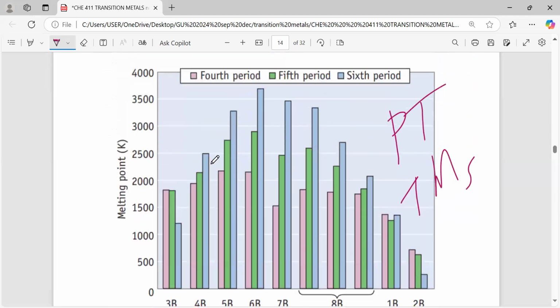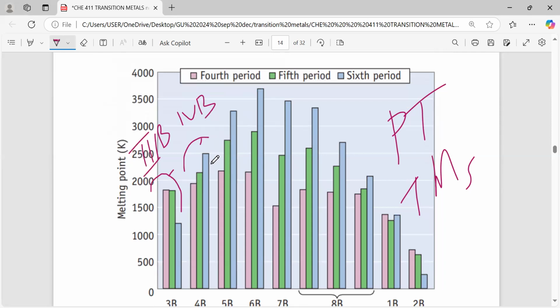This is group 1, group 2, group 1, of course, is those 3. Sorry, group 3B, supposed to be group 3B. Then this is group 4B. But each group, as we see, generally, we see that as we move towards the middle of the periodic table, we see the melting point increasing, okay?